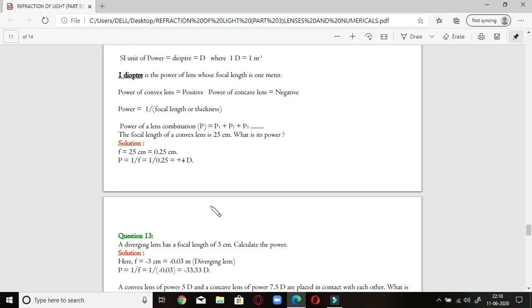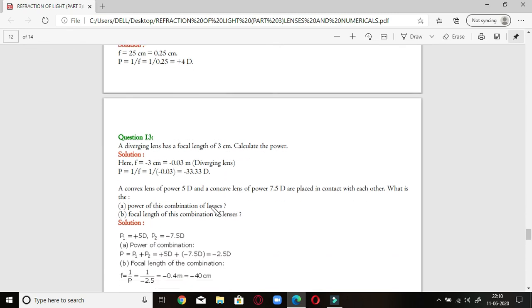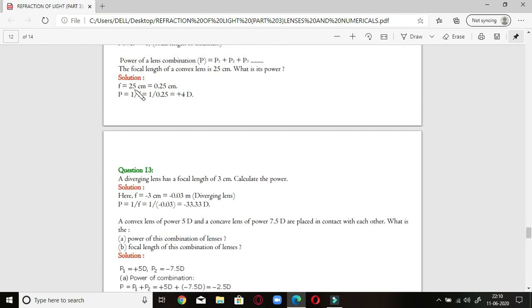Focal length of a convex lens is 25 centimeter. What is the power of it? So F is 25 centimeter. We convert it to meter. Power is 1 upon F, and power is found to be plus 4D. Of course you can directly use the formula P is equal to 100 by F, that is 100 upon 25, that is equal to plus 4D.